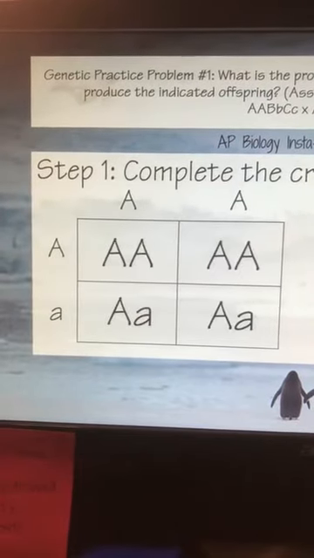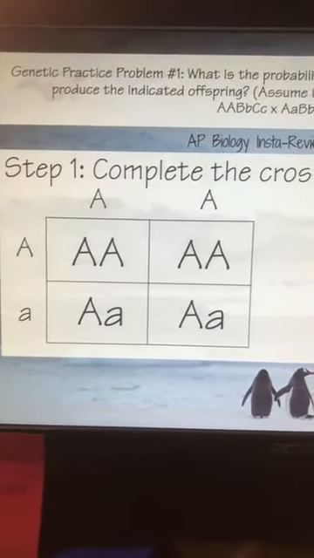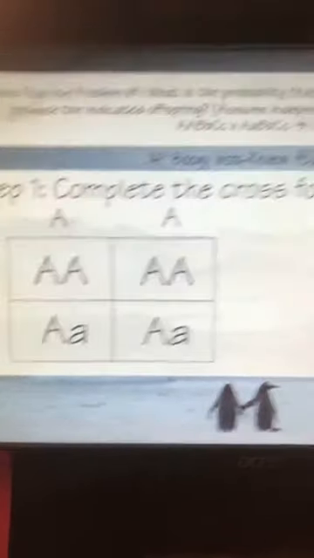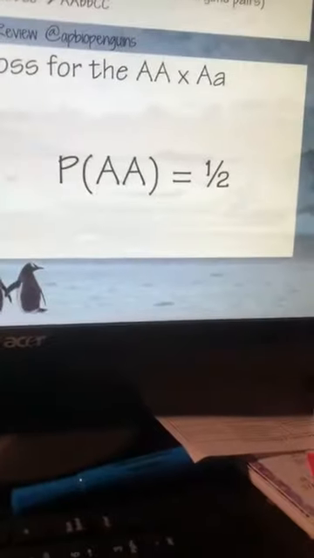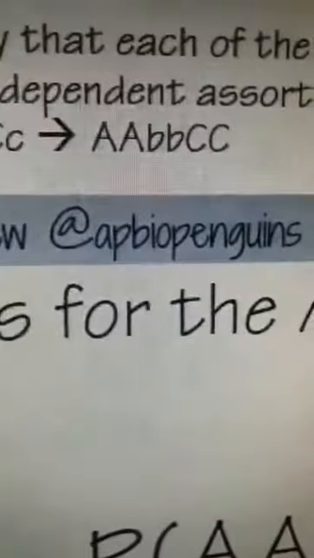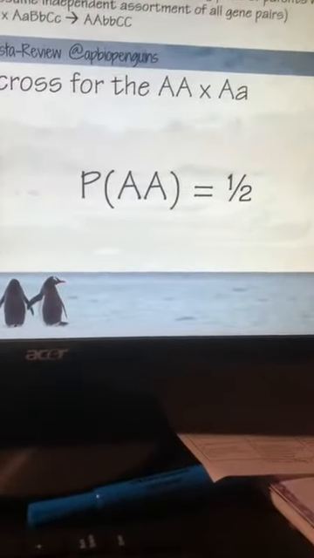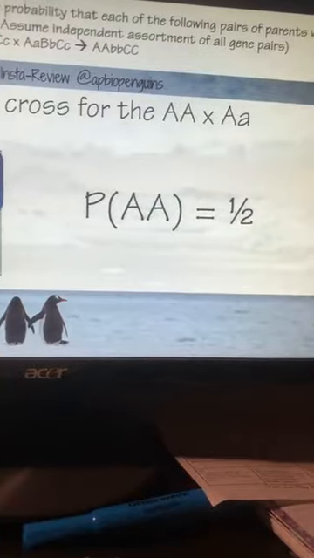When we fill in our Punnett square, we're going to end up getting half of them being homozygous dominant and half of them being heterozygous, okay? So the probability of getting two capital A's, because remember we were looking for capital A, or homozygous dominant on the A allele, is that half of the time we'll get that. So we'll have to remember that number for later.